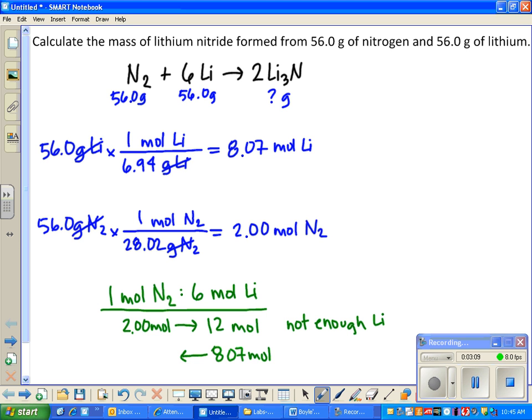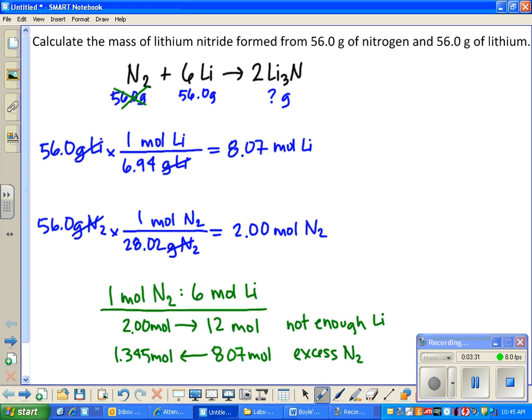You would need 1.345 moles of nitrogen. And you have more than enough. So you have excess nitrogen. So lithium is our limiting reactant. So the mass of nitrogen is in excess, so we do not need to worry about that.